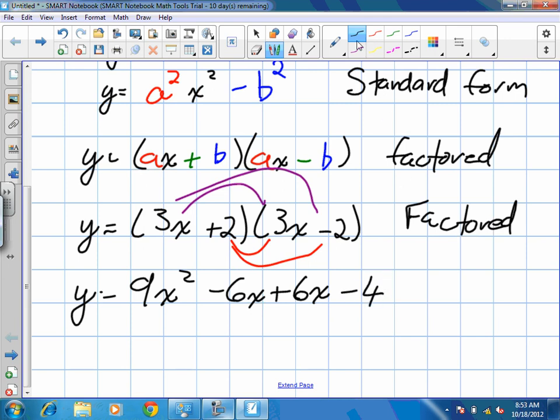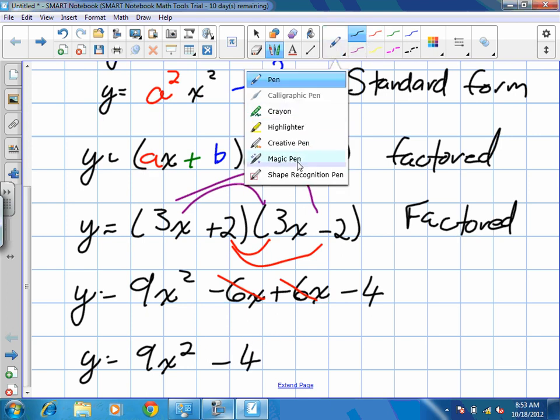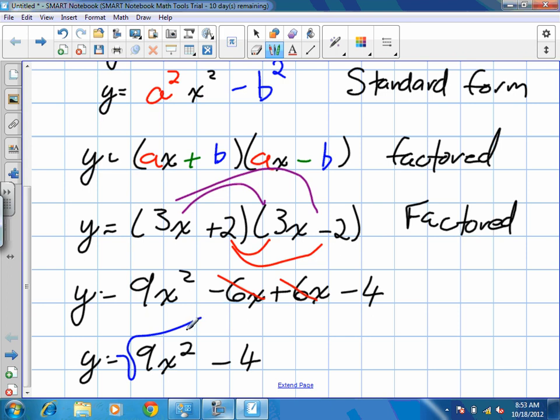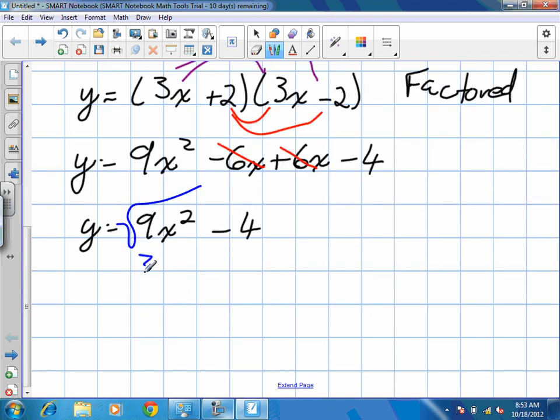Our like terms, when we collect them, what happens? Yeah, they create a 0. They kind of go away. So we've created a binomial. Okay? There are only 2 terms in this. But what's important about these 2 terms is I can find the square root of the first one. What would the square root of 9x squared be? 3x. And what would the square root of 4 be? 2. Okay? The only way we can do this again is if it's a difference of squares, so there has to be a subtraction sign in between them.